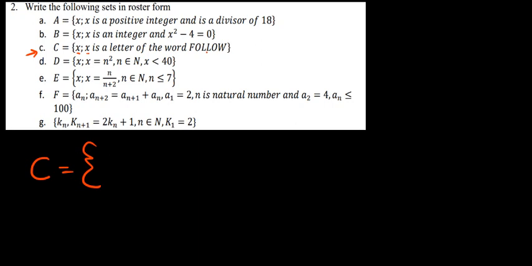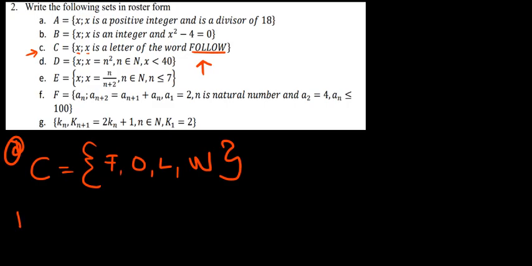So we're going to say the first one is F, then we have O, then we have L, and then we have what? W. So we are not repeating any letter that comes twice in this word. Okay, so this here is the roster form for set C. All right, let's look at D now.